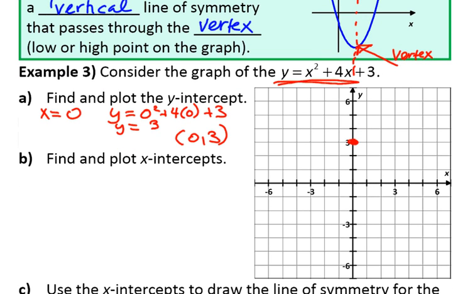Now it says find and plot the x-intercepts. We haven't really talked about those when we were graphing lines so much, but the x-intercepts can be found by letting y be equal to 0. So if y is 0, then I'm going to say that 0 is equal to x squared plus 4x plus 3. And again, plugging it into my equation up on top. All right, well, look, we're having to solve this now because we have a trinomial that we need to factor. So we use the short method.